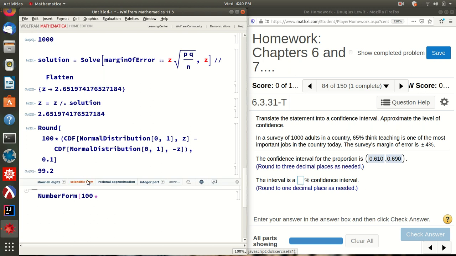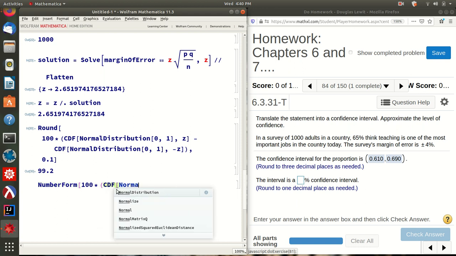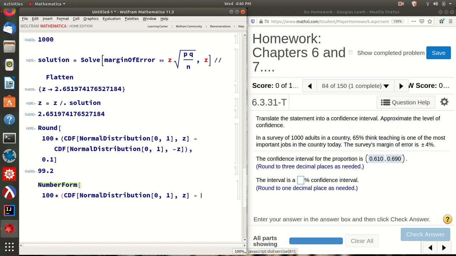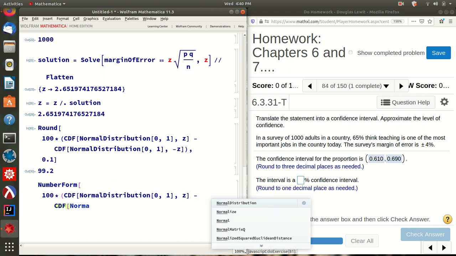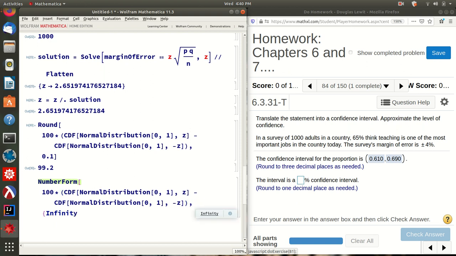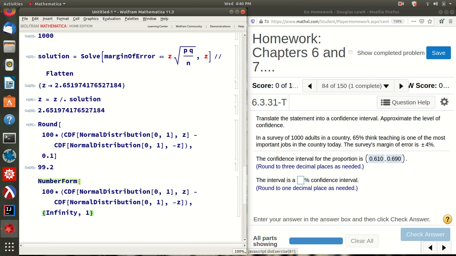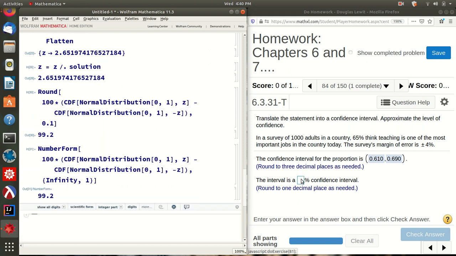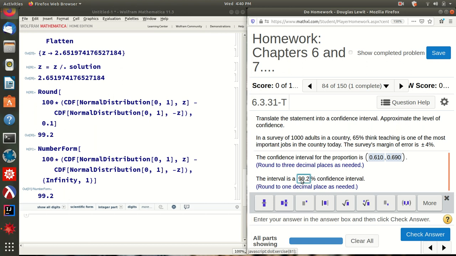There we go, 99.2. Or I could use number form CDF normal distribution 0, 1 z minus CDF normal distribution 0, 1, negative z, close parentheses, infinity, and then 1 decimal place because Pearson is requesting that. And again, I should get the right answer. So, 99.2%.